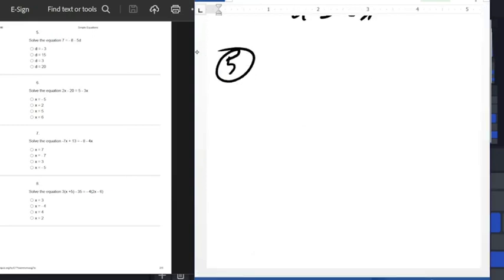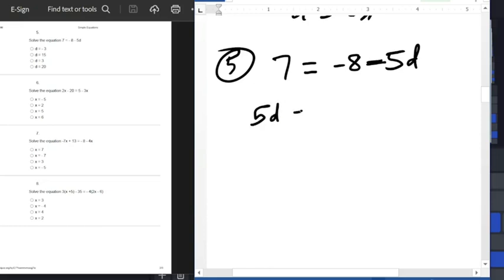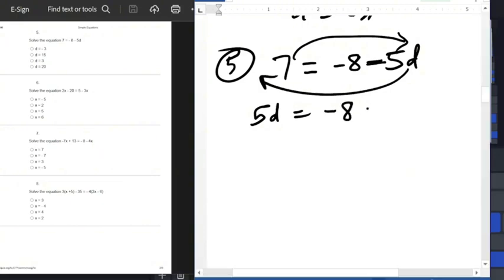Question 5. So what we have here is 7 equals to minus 8 minus 5d. So here the unknown is at the right side and it is negative. Let's bring it to the left side, so it will then become 5d. Then we take this to the other side, so that means minus 8 minus 7. It is plus here, when it gets there it is going to be minus. So that means we have 5d equals minus 8 minus 7. Same sign negative numbers, we add them together. So that will give us minus 15.